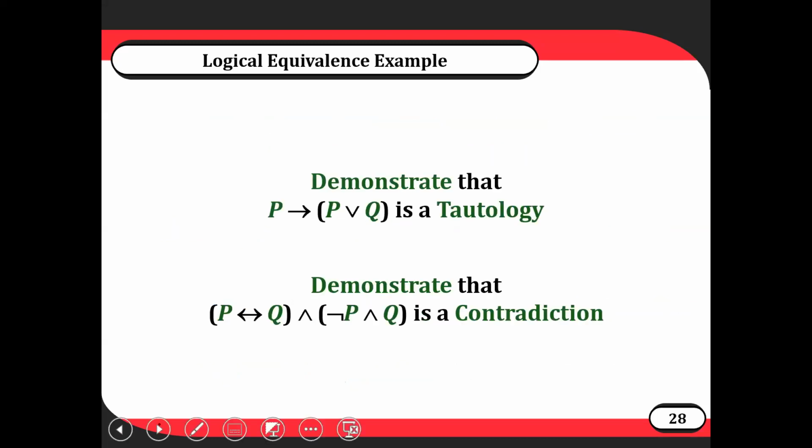So we can classify them by using a truth table. We write out the truth table and we look at the final column and we can easily classify them. So for this next exercise, we're going to demonstrate that P implies P or Q is a tautology. And then we're going to demonstrate that P if and only if Q and not P and not Q is a contradiction.